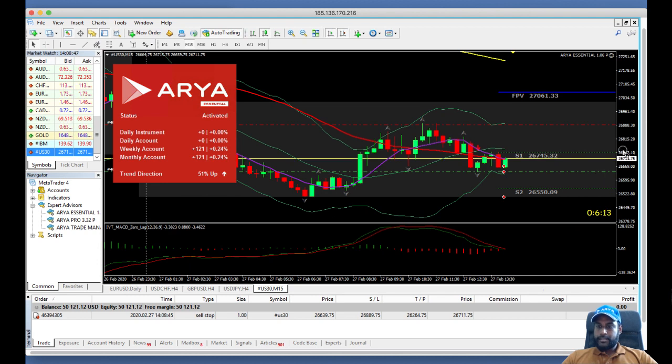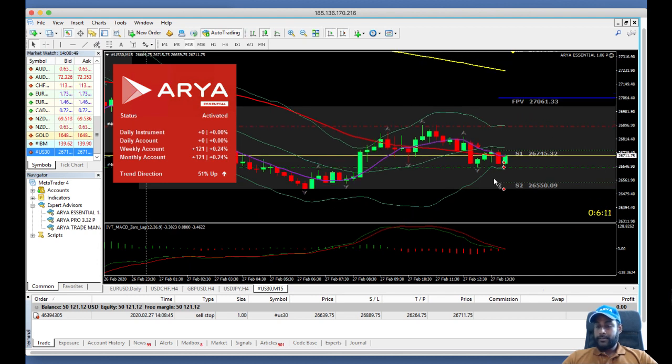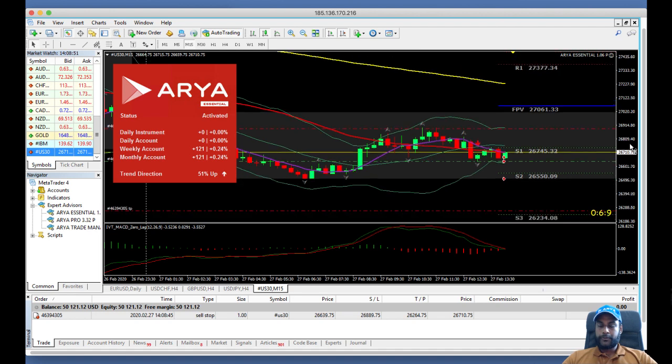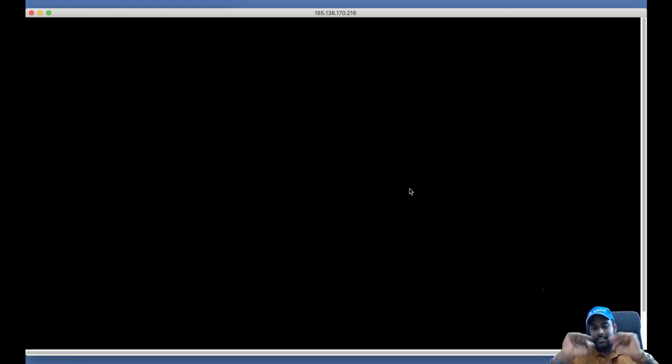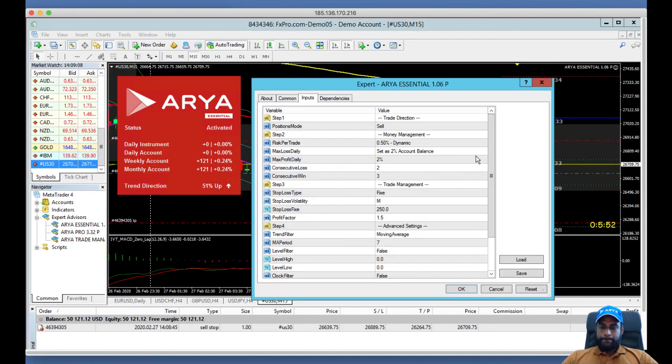Okay, so that's it for the day traders. For the scalper, you can do the same, but you can also click. My server was disconnected. And the principle is kind of the same for scalpers.